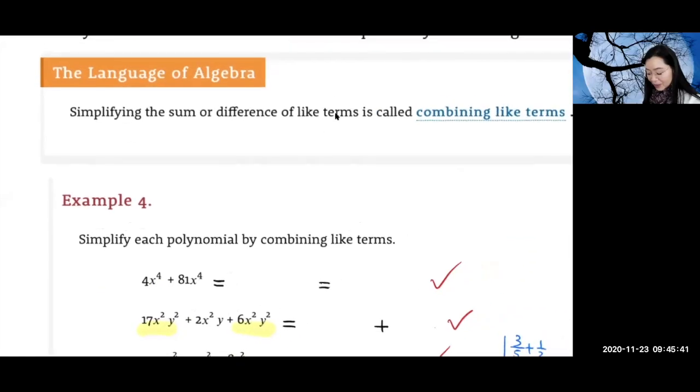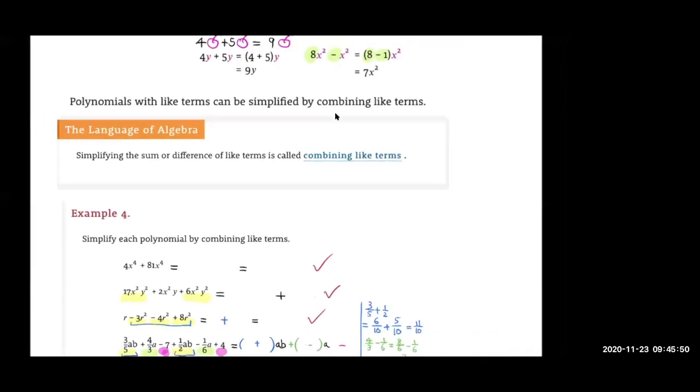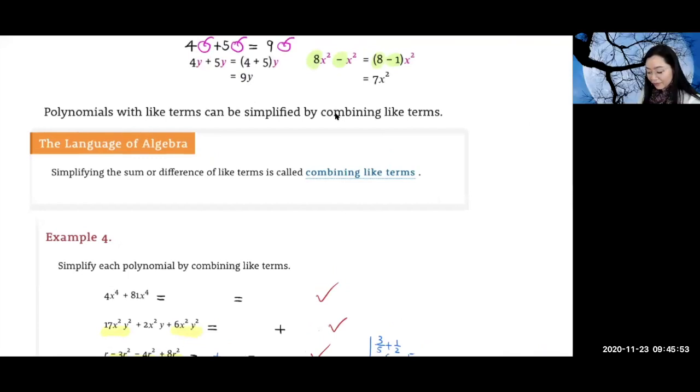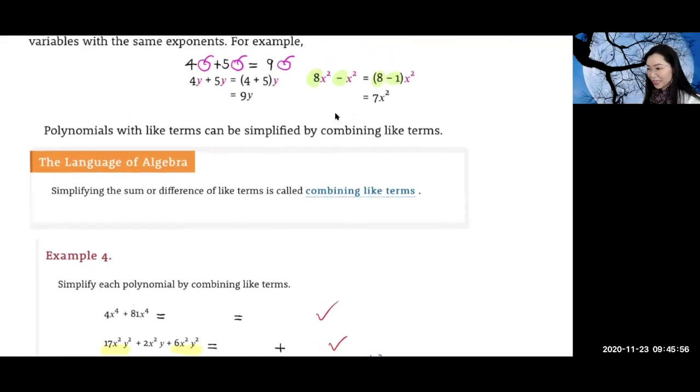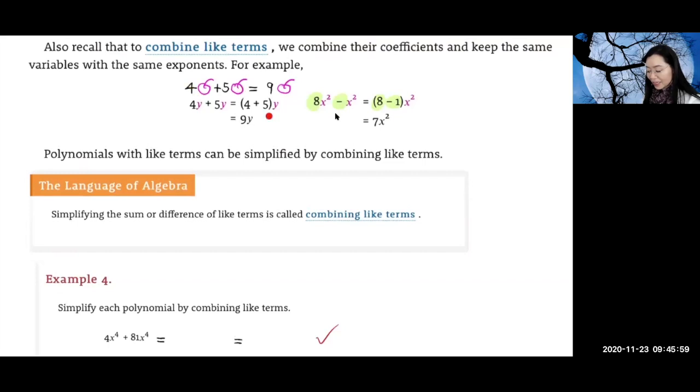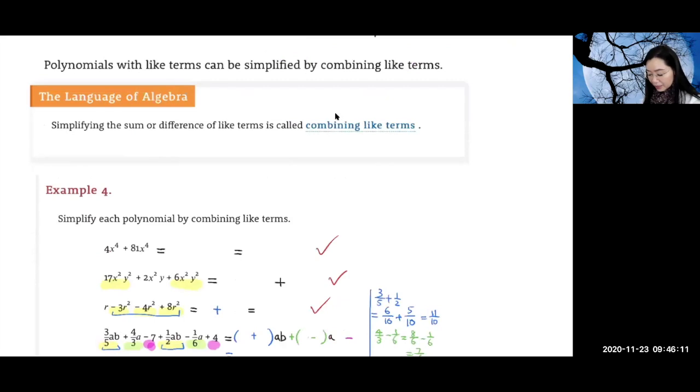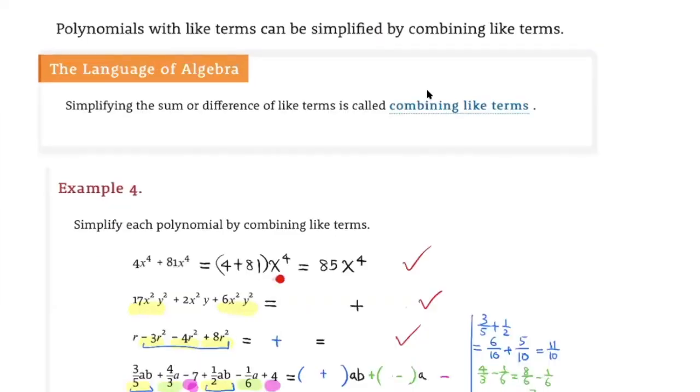So 4x to the 4 plus 81x to the 4, you still get x to the 4. What's changing here is the number. Remember? So 85x to the power of 4. So when you combine like terms, the exponent on that variable is not going to change. Apple plus apple, you still get apple. What's changing is just the number in front. So over here you still get x to the 4, but the coefficient will be 4 plus 81, so that's 85. So 85x to the 4.